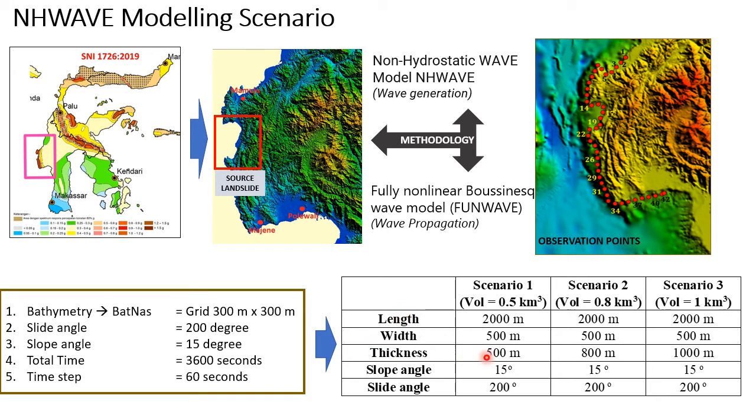And we use three different scenarios for NHWAVE simulation. The first one is a scenario with 0.5 cubic kilometer of landslide volume, the second one is 0.8 cubic kilometer of landslide volume, and the last one is the largest, which is 1 cubic kilometer. The length, the width, the slope, and the slide angle for all scenarios are the same except for the thickness.